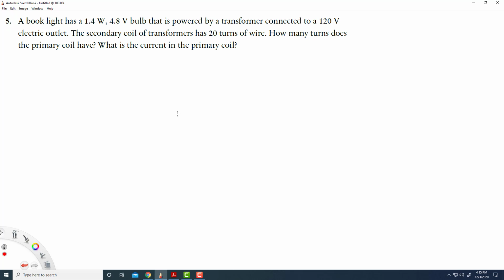Okay, so now let's look at number 5. So this is a transformer problem. So we know a transformer has this common core, and coils are wrapped around the left side and right side. So this side we can call the primary coil, and this side we can call the secondary coil.